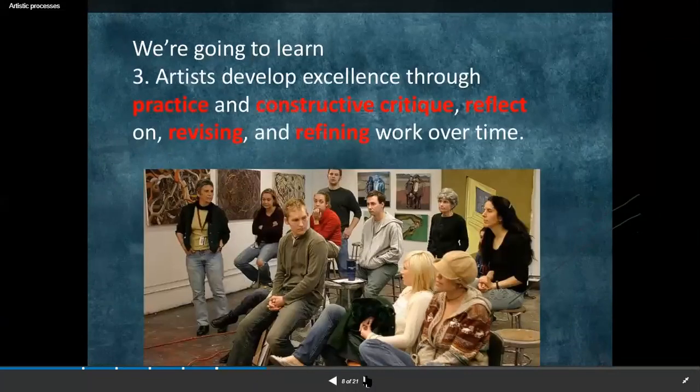And we're going to learn third, artists develop excellence through practice and constructive critique, reflecting on, revising, and refining work over time. Practice makes perfect, diba? They said it over and over again, no? So they said you just need some practice. How can you learn something if you do not do it often?